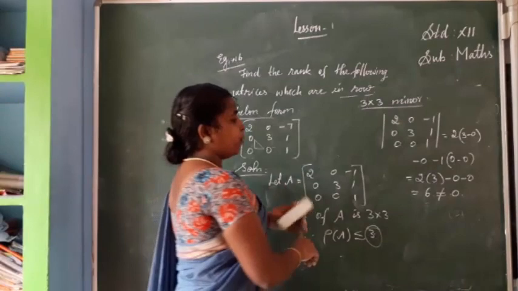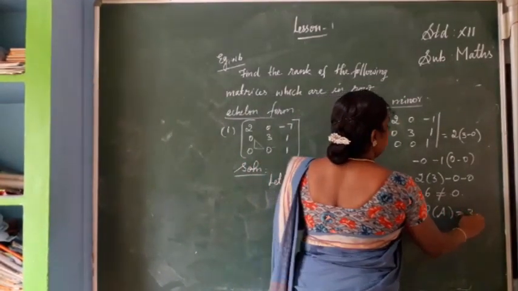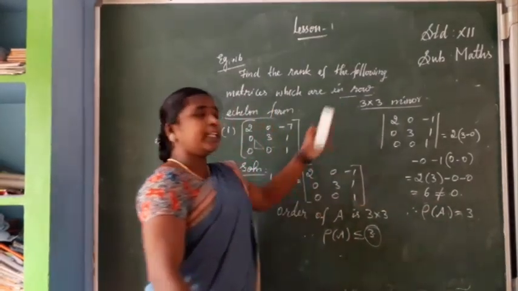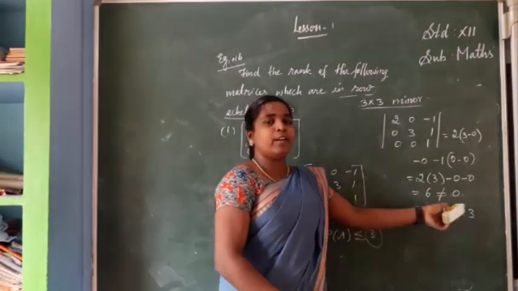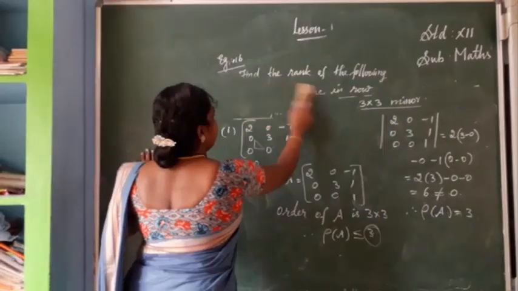Therefore rho of A, that means the rank of A, equals 3, because we got a nonzero 3 by 3 minor. So the rank of A equals 3. Okay, that's all. Next, the second subdivision.